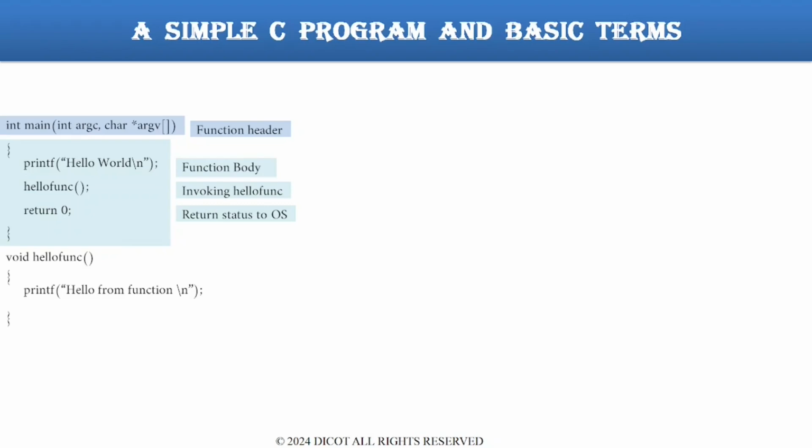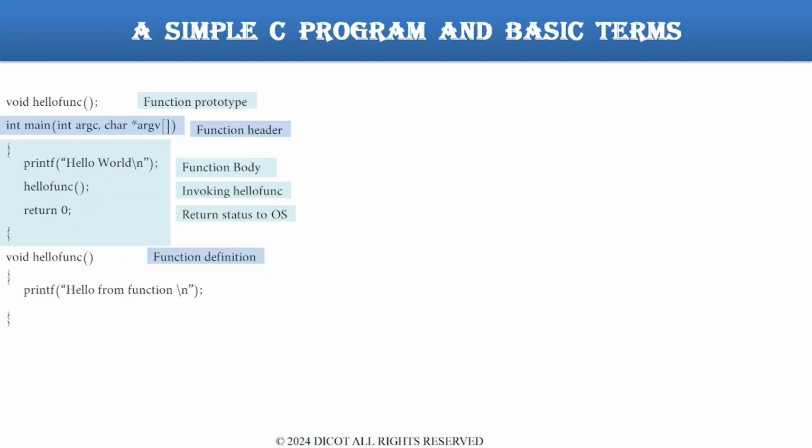If a function has been defined after the definition of the main function, we can declare that function before main, as shown. This is called a function prototype. Now, if you observe, hello func has been declared and defined, and then invoked inside the main function. Similarly, printf has also been invoked, but without any definition.